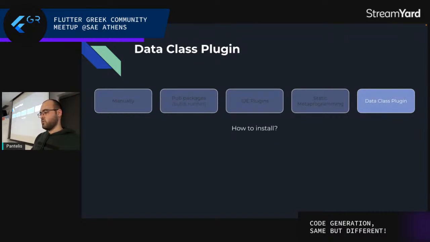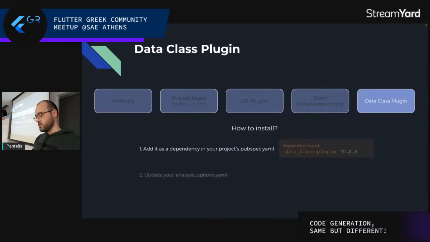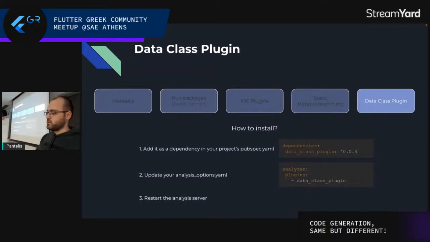So how can we install that? It's a simple dependency in the pubspec. So you add it like a data class dependency, like a normal dependency. Then you need to update and register this plugin under the analysis options file. So this goes to the analyzer plugins section. And then the last step is to restart the analysis server, which can be done directly through your IDE. You need to run an action for that.